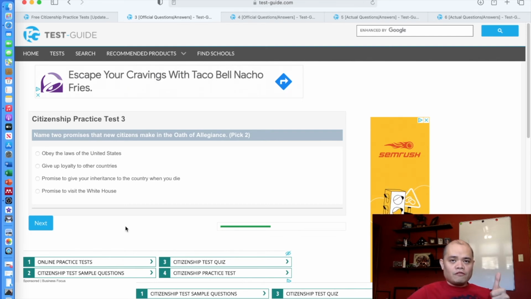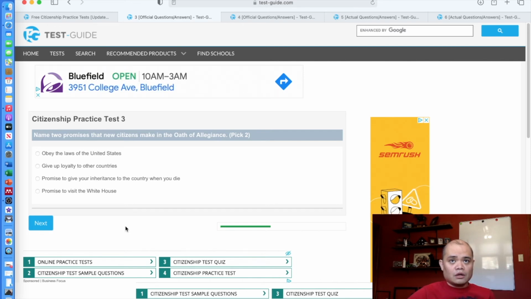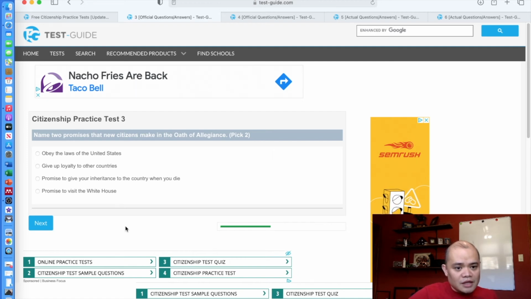So I know when you become a citizen, you relinquish all loyalty to other foreign powers, and then you must abide by the U.S. Constitution. So obey the laws of the United States, give up loyalty to other countries, promise to give your inheritance to the country when you die, promise to visit the White House. So we know that it's going to be A and B. So obey the laws of the United States and give up loyalty to other countries.